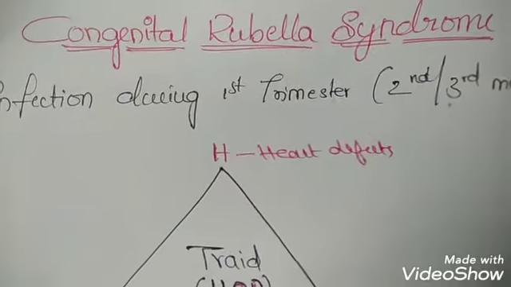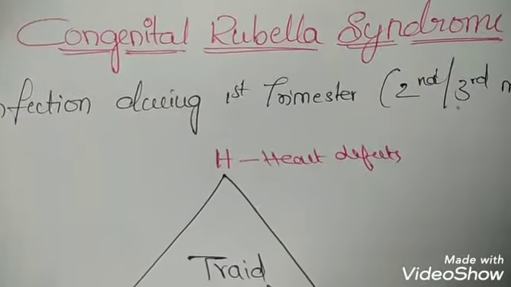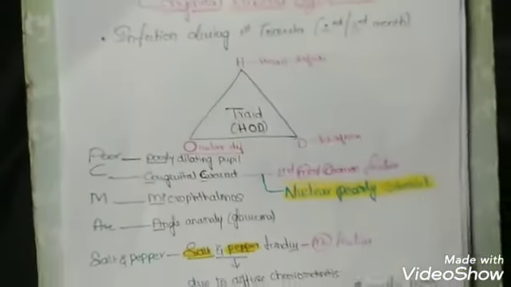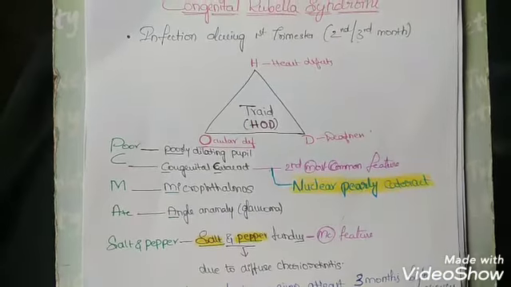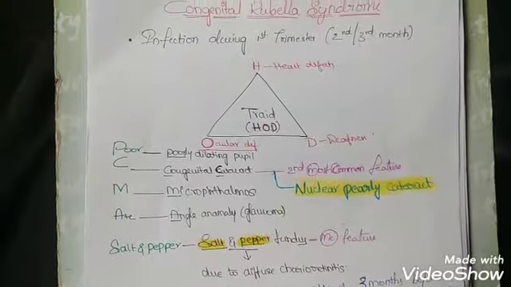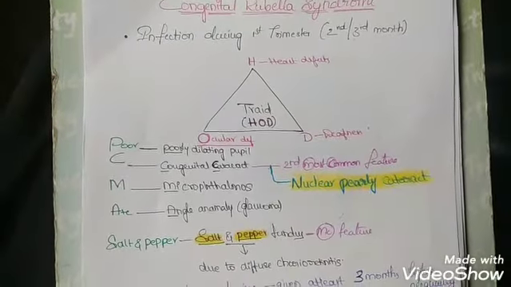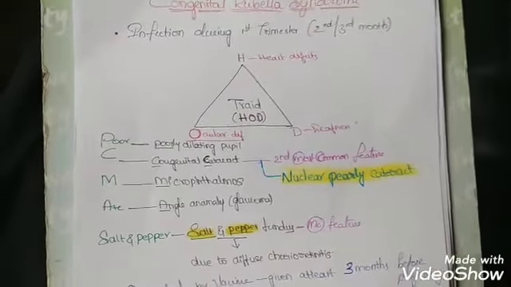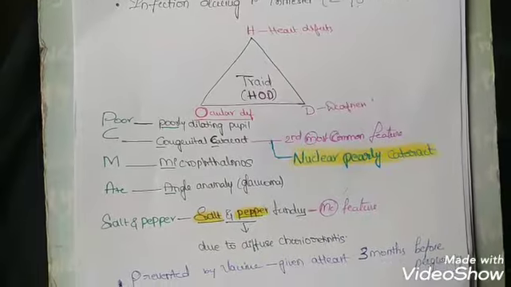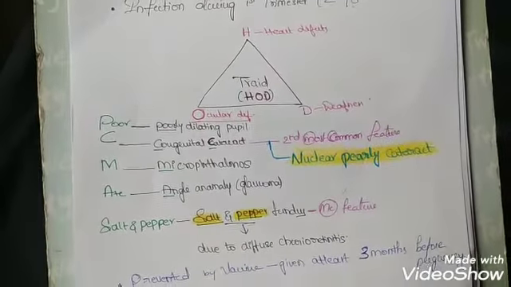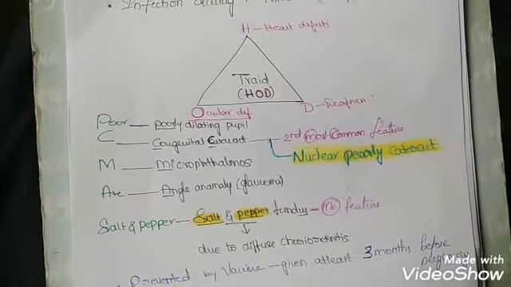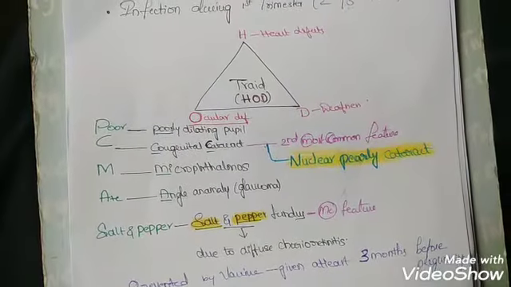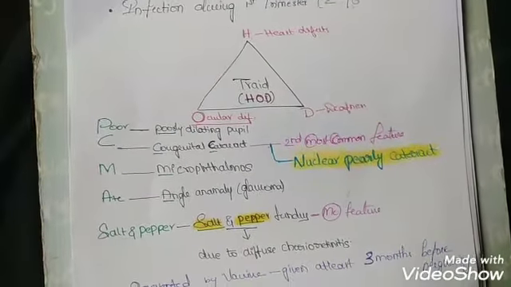Now let us learn about the congenital rubella syndrome. That is, infection during the first trimester of pregnancy, during the second and third month of pregnancy, is the cause for the congenital rubella syndrome. Here it is a triad of three things, that is, it involves heart, eyes and the ear, causing deafness. So the simple mnemonic for this is HOD, that is heart defects, ocular defects and deafness.